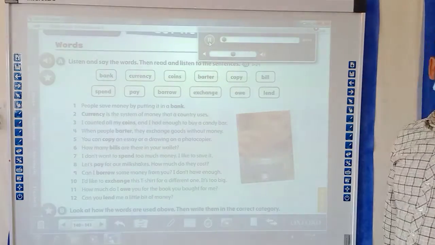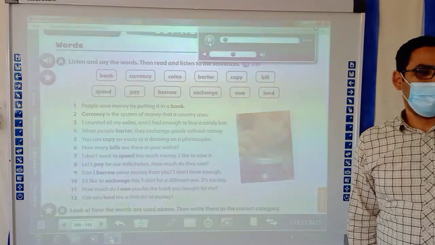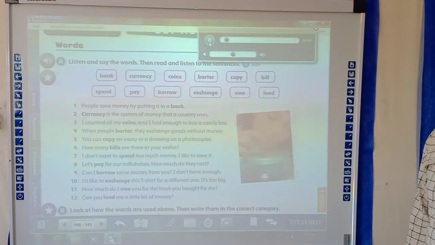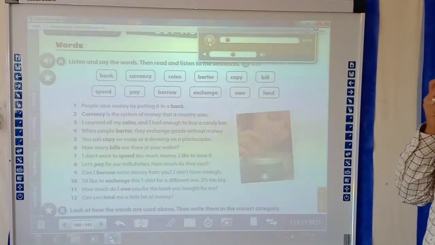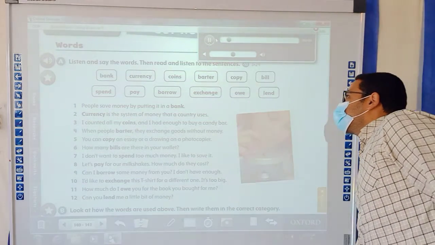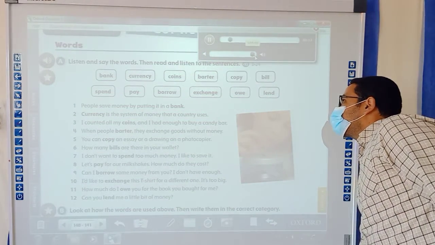Page 140, Unit 14. Get ready. Words. A. Listen and say the words. Then read and listen to the sentences.